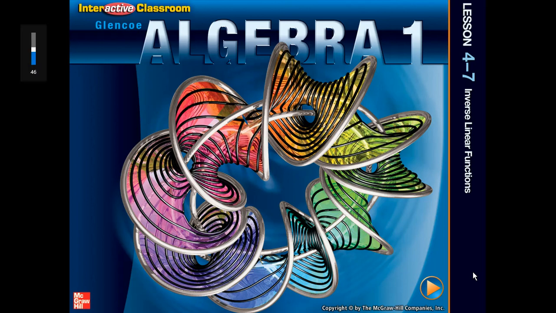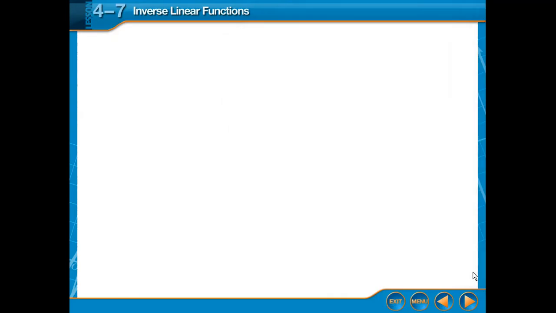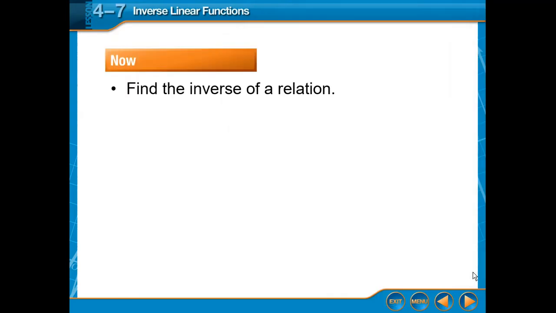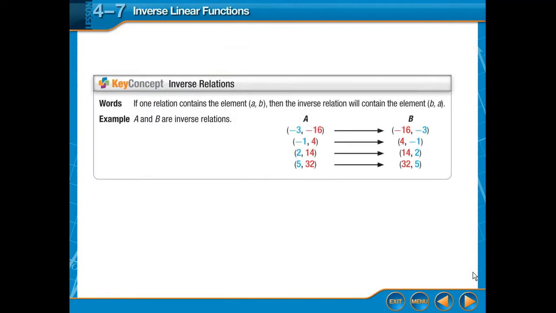Lesson 4.7, Inverse Linear Functions. In this lesson, you will learn to find the inverse of a relation and to find the inverse of a linear function. So, what is an inverse of a relation?